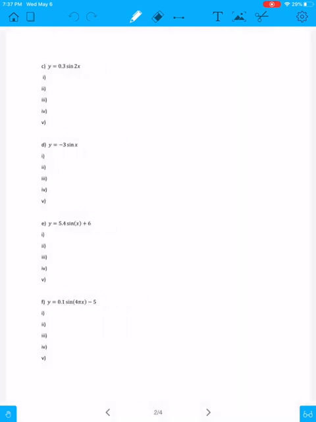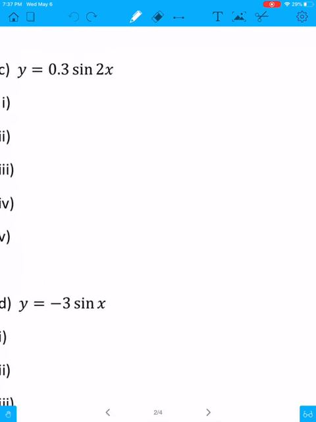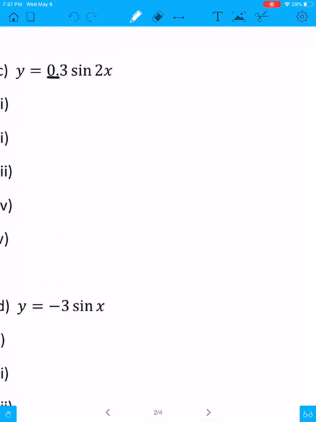Page 2. I have y equals 0.3 sine 2x. So I have an a, I have a b, I don't have a c or a d, so I need to rewrite it. So I'm going to have y equals 0.3 sine 2x plus 0, and then plus 0. Because I don't have a c or a d, they're going to be zeros.